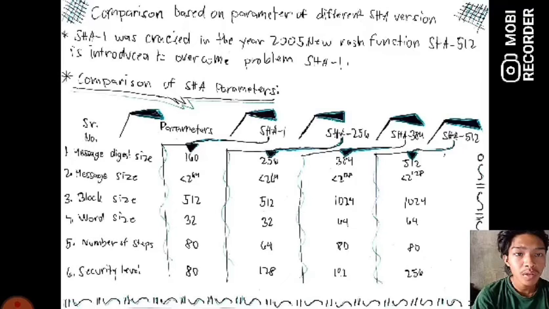For digest size: SHA-1 is 160, then 256, 384, and 512. Message size: 2^64, 2^64, 2^128, and 2^128. Block size: 512, 512, 1024, 1024. For word size: 32, 32, 64, 64. Number of steps: 80, 64, 80, 80. Security level: 80, 128, 192, and 256.